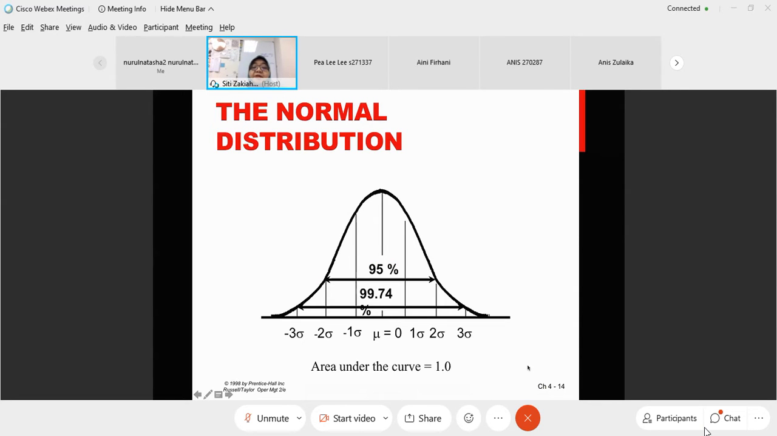Normal distribution, you pernah dengar kan bell curve ni yang famous ni? So, bell curve ni, okay, area under the curve is equals to 1. If you learn statistics, you will know that all these are sigma. Sigma 1 yang macam gini ni sigma. Sigma 1, sigma 2, sigma 3. Mu. Mu is mean equals to 0. Tengah-tengah ni is 0. So this one will be 1. This one will be negative 1. Right?